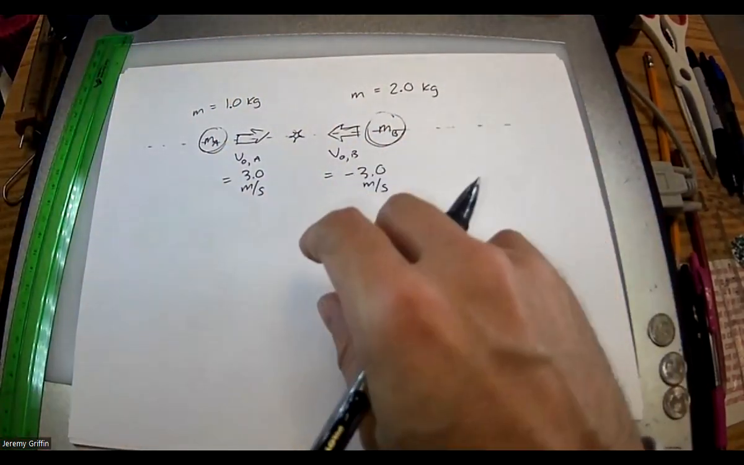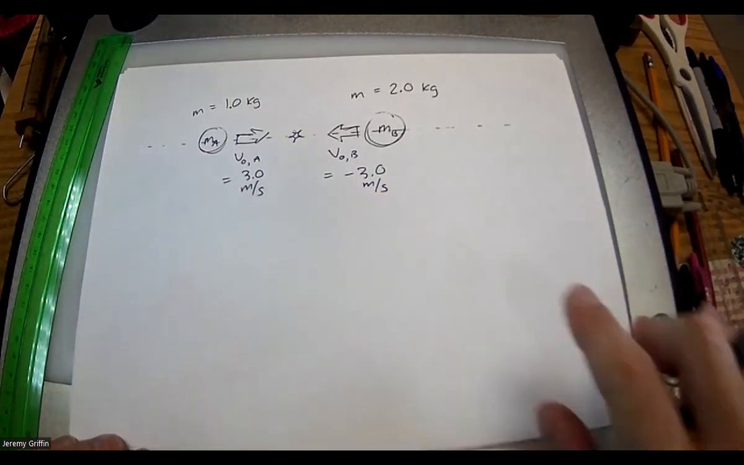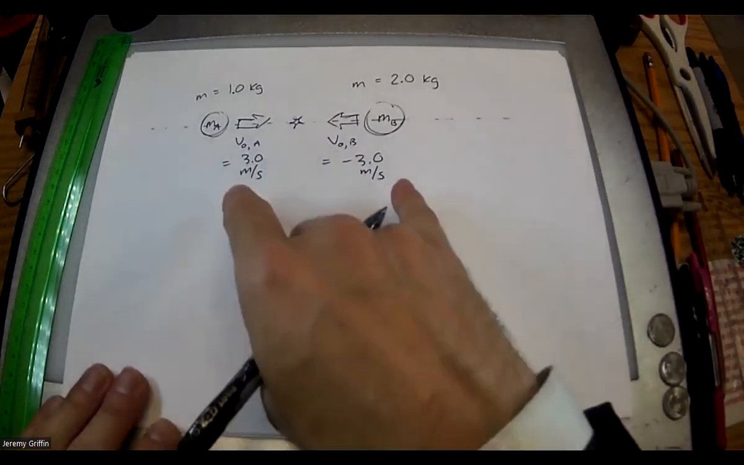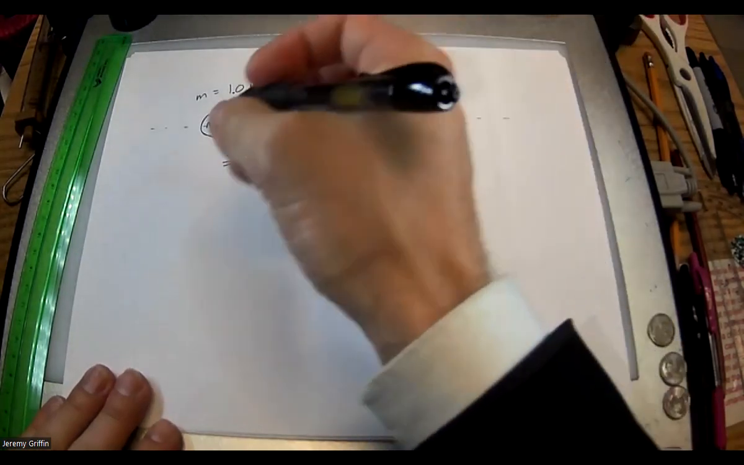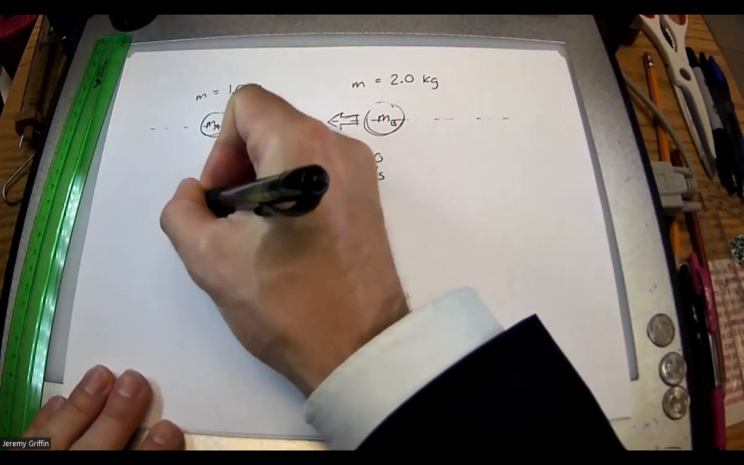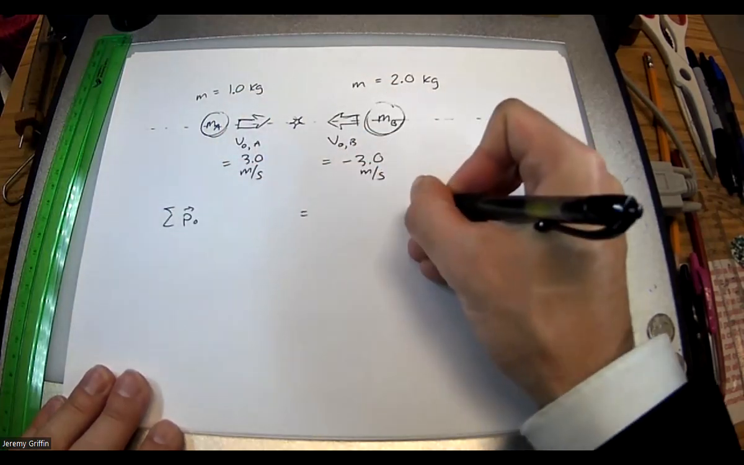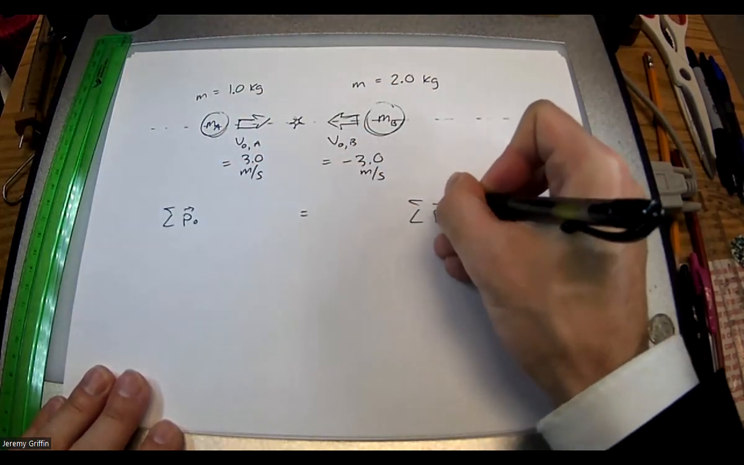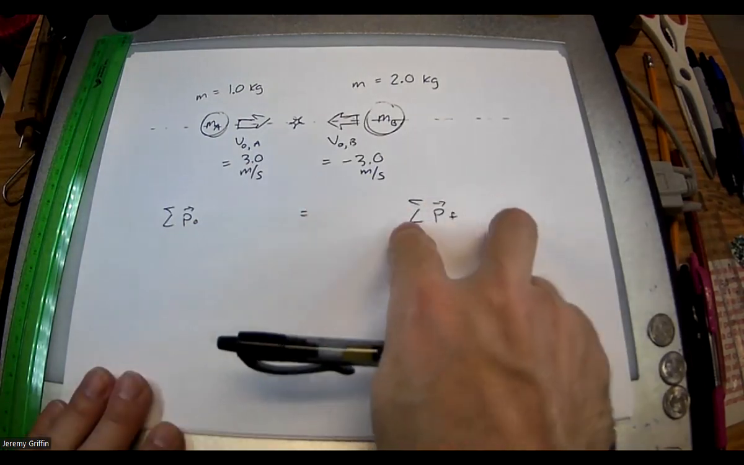Right? That's possible too, right? So we're going to start setting this up, but you need one more piece of information before you can actually solve this. So let's start to set this up. Sum of momentum initial equals sum of momentum final. This is before the collision and after the collision.